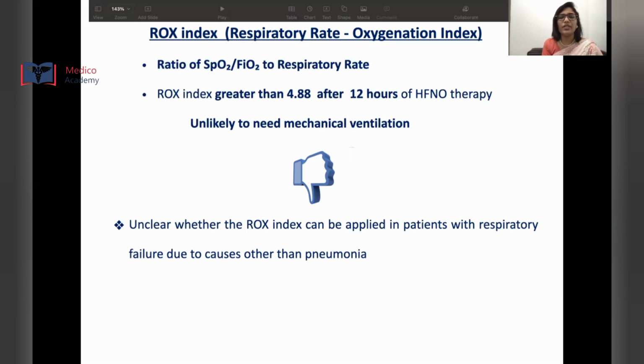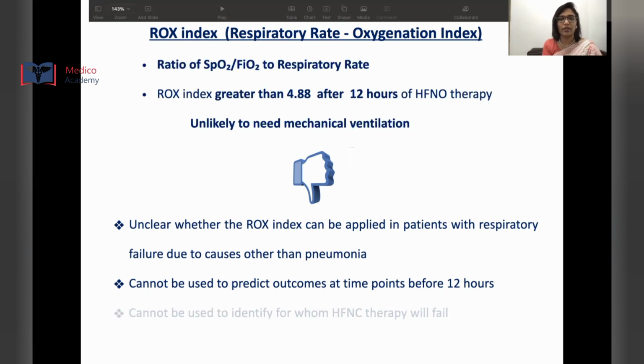But the disadvantages are that it's unclear if this index can be applied to patients with respiratory failure due to causes other than pneumonia, because this ROX index has been extensively studied in patients only with pneumonia. And it also cannot be used to predict outcomes at time points before 12 hours. So we cannot use it to identify those patients in whom high flow nasal oxygen therapy will fail.